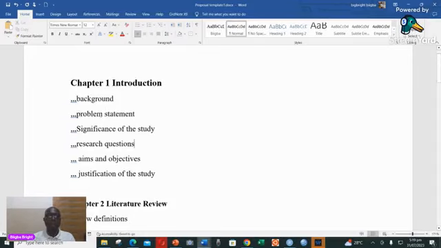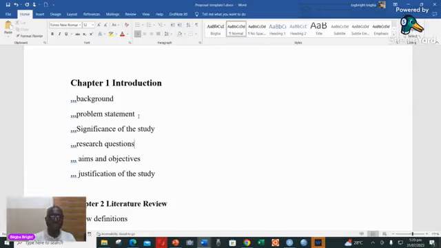Now, when you come to the problem statement, we often get confused. We are not looking at the problem of why people are not patronizing; you are looking at the problem with respect to the topic. For instance, your topic is about low patronage of made in Ghana goods. That's the topic. So what will be the problem? The problem statement is going to tell us everything that is associated with the low patronage of made in Ghana goods.